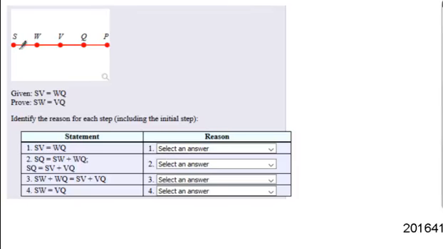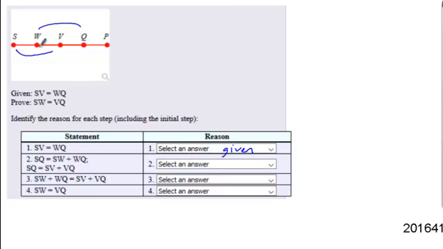Okay, if I label what I have, I'm told that SV and WQ are equal to each other. So I find where that is my given. Then I look at the next statement, SQ equals SW plus WQ. Does that fit the structure of segment addition?